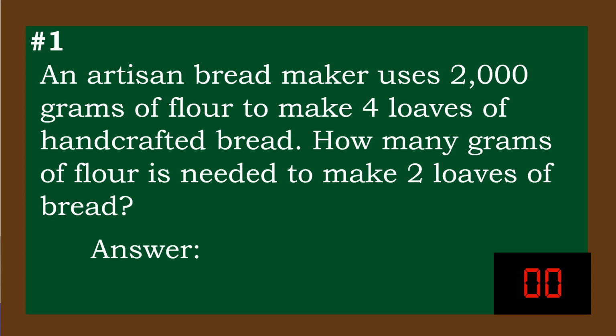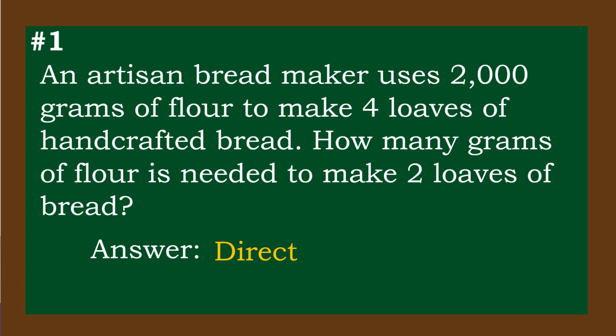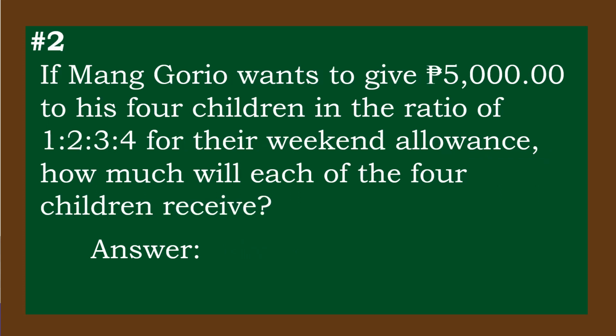And the answer is. Number 2. If Mang Goryo wants to give 5,000 pesos to his 4 children in the ratio of 1 is to 2 is to 3 is to 4 for their weekend allowance, how much will each of the 4 children receive?